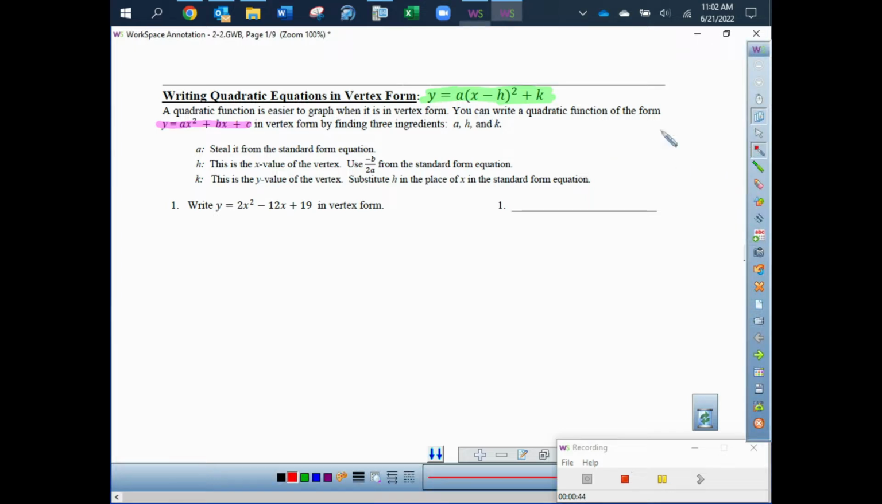Here's the easiest way. You need to know three main ingredients. You need to know the a value, the h value, and the k value. Here's how we could find them. First, I like to show work like this. I want you to do the same thing. We need the a value. We can steal this from standard form because the a value is literally this number right here in front of x squared. So thank you, I have found 1/3 of my ingredients for free.